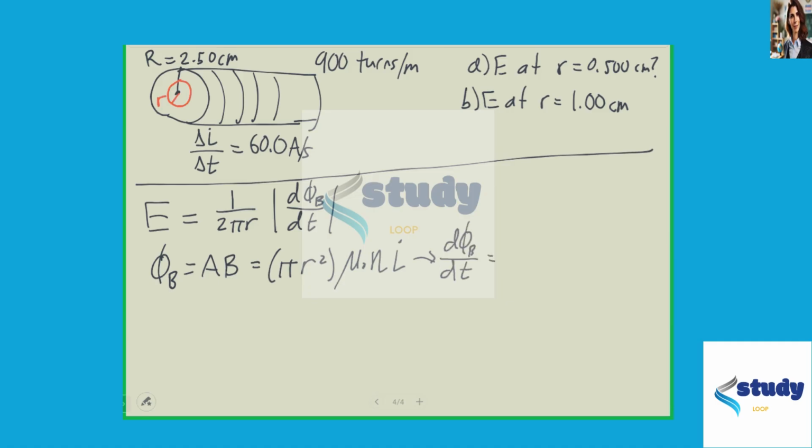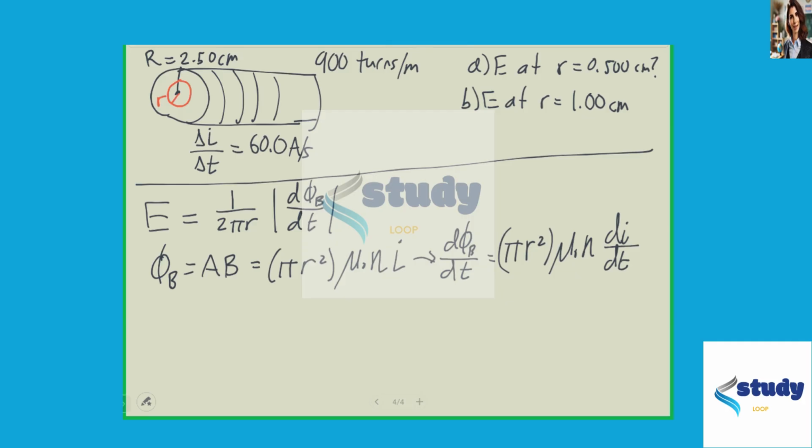Therefore, the rate of change of the flux. So none of these variables are changing except I. So the rate of change passes through all of these things. And what we're left with is pi r squared mu naught n dI/dt, or delta I over delta t, right? These are the same thing.